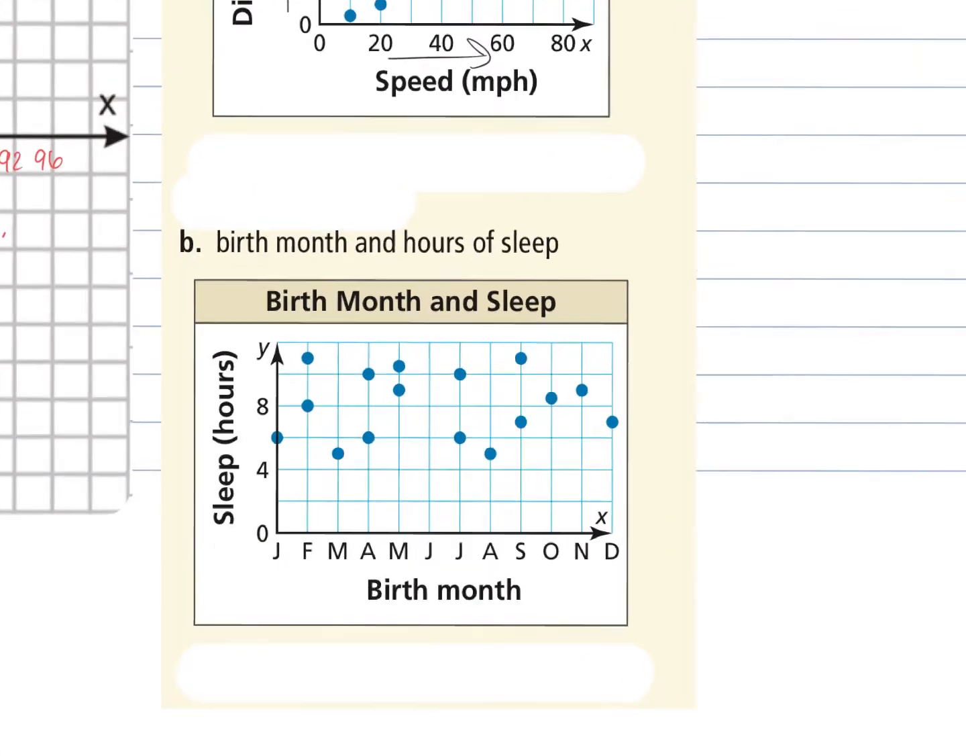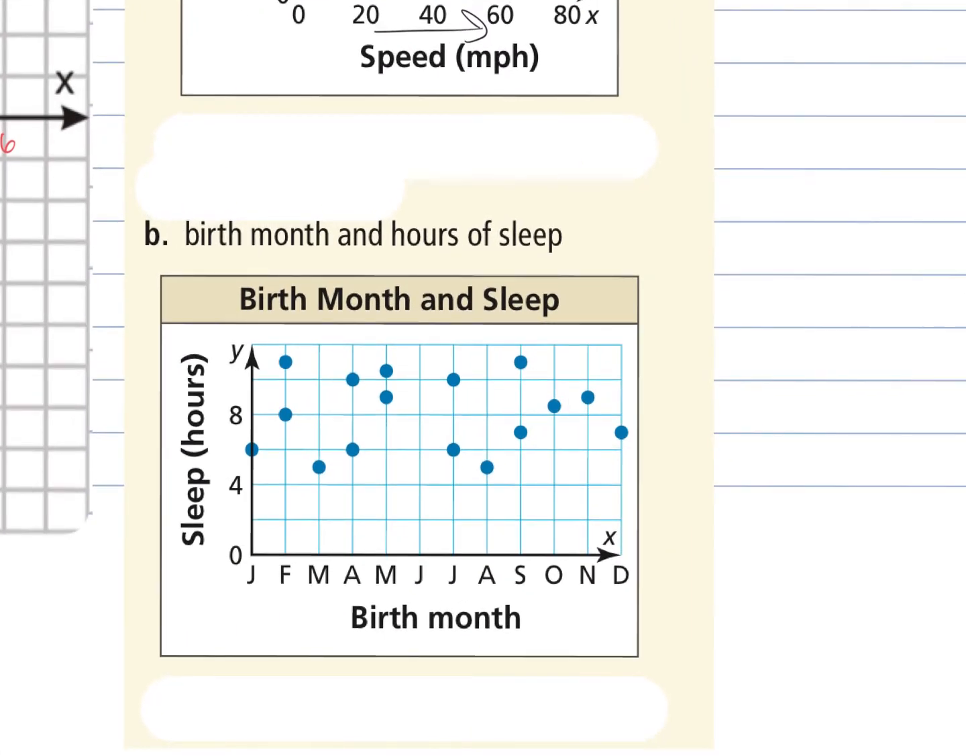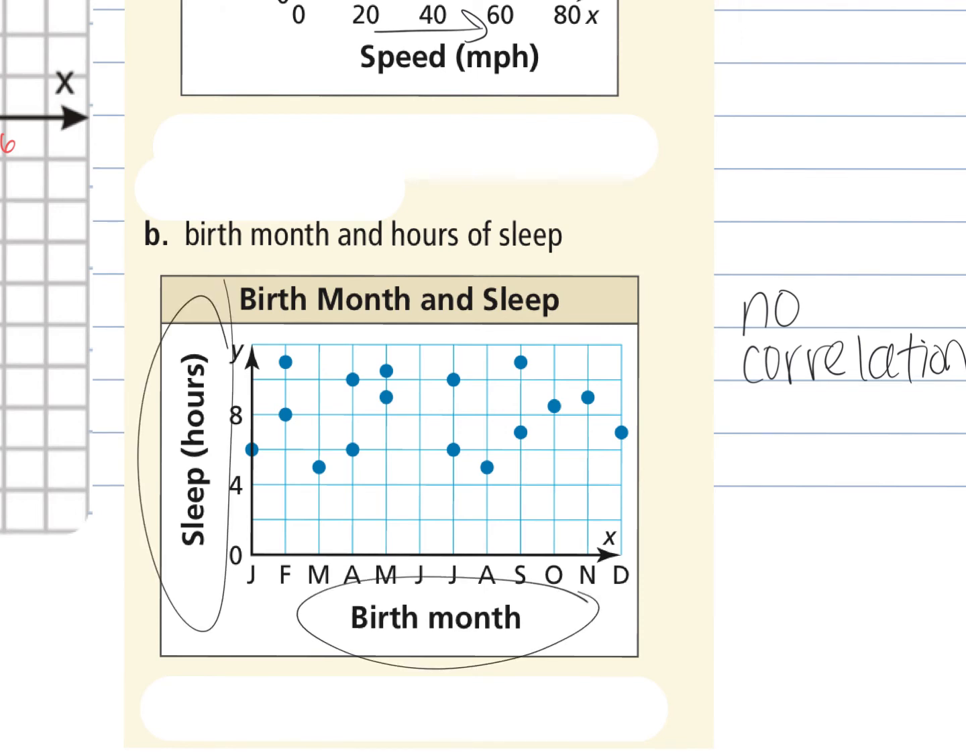What about your birth month and the number of hours you sleep per day? No correlation. Why would there be no correlation there? Because the month you're born in doesn't depend on how much you sleep. If you're an Aries, does that mean you automatically get 8 hours of sleep? No, it doesn't matter if you're a Taurus either, okay? So your astrological sign, what month you were born in, does not determine how much you sleep. Do you guys understand that? So when those two variables have nothing to do with each other, that's where it leads to no correlation.